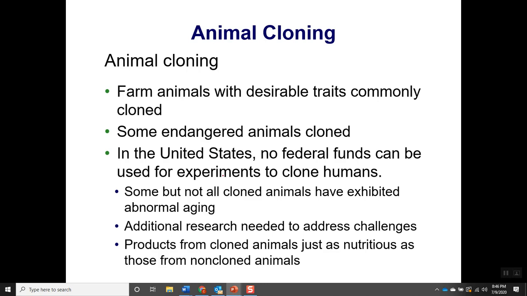So additional research needs to be done to address the challenges of animal cloning. But the products from cloned animals are just as nutritious as the products from non-cloned animals. So that's something to think of as well. There are some positives to animal cloning, and there's also some downsides. People can abuse the system.